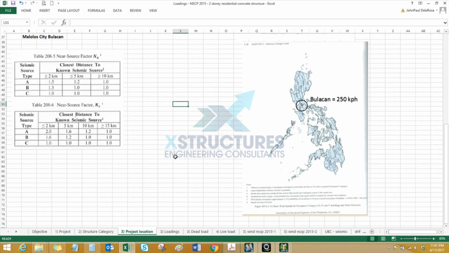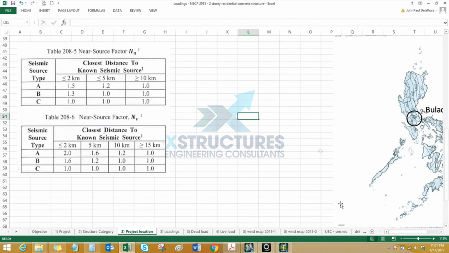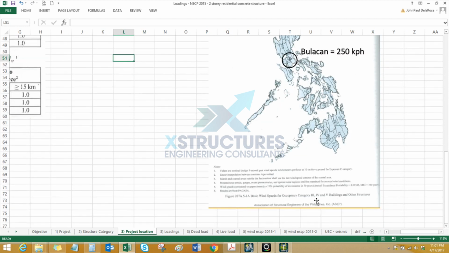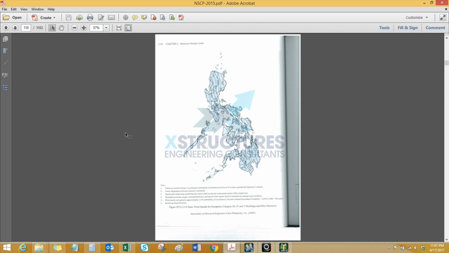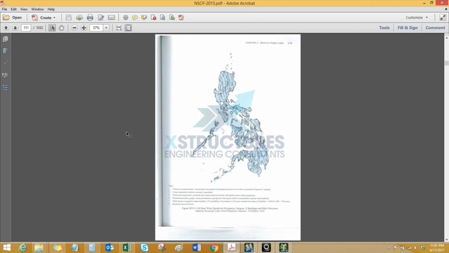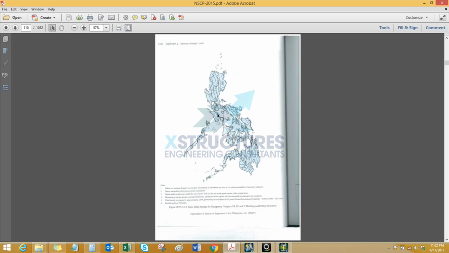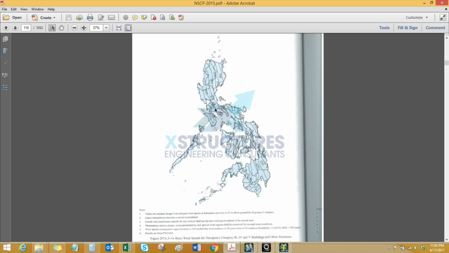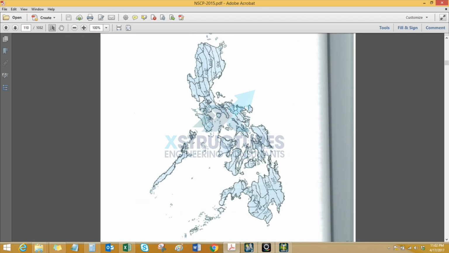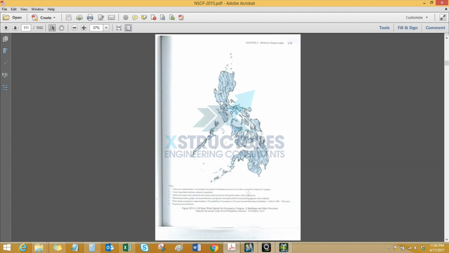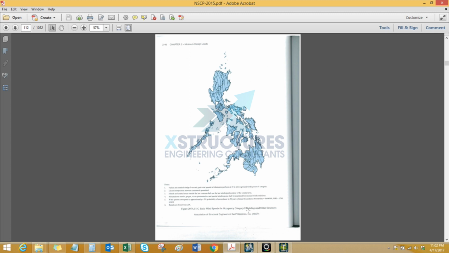Then, yung wind speed natin sa Bulacan is around 250 kph. Ayun. And baka malito kayo dito, no? I-check nyo yung nasa ilalim. Category 3, 4, 5. Okay? May tatlong wind maps kasi doon sa NSCP. May iba-ibang wind velocity values yon. So, ito 1, 2, and 3. So, category 3, 4, 5, mas less yung wind velocity dyan, which is ito yung ginamit natin. So, 250 kph. Then, ito yung para sa category 2, ito yung para sa category 1.